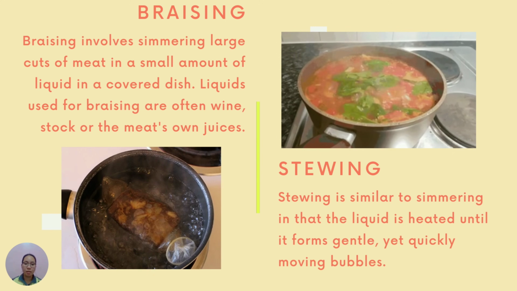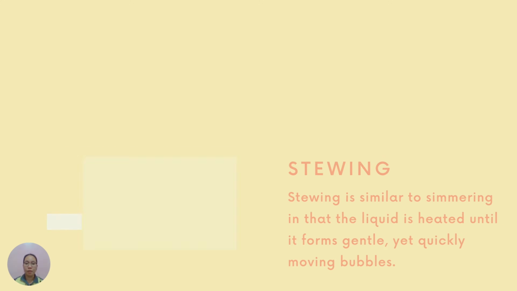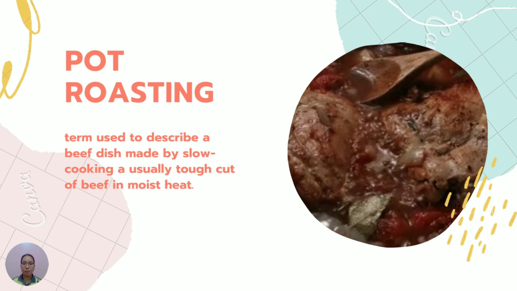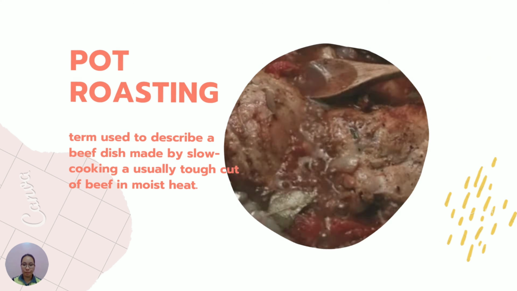Okay, next we have pot roasting. This term is used to describe a beef dish made by slow cooking a usually tough cut of beef in moist heat. This is one of the combination cooking methods which involves dry and moist heat cooking. First, you have to brown the meat and then slowly cook it in a liquid.